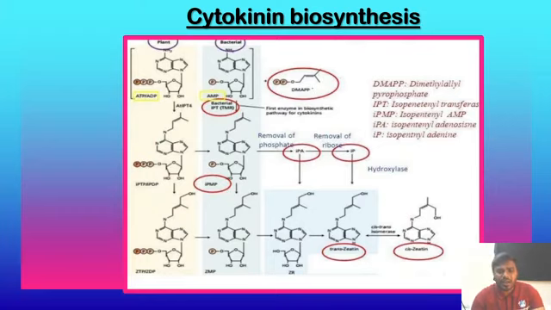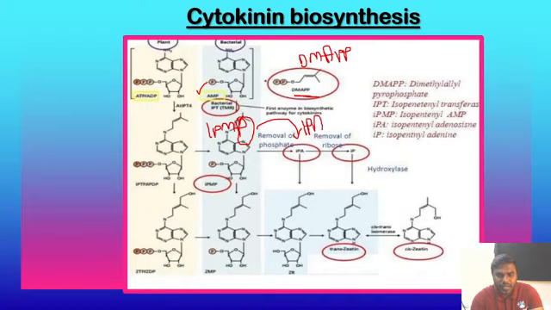Who is the donor? First, who is the precursor? AMP. What is the major starting compound? DMAPP. What did I tell all of you? DMAPP is basically donating the isopentenyl group. Upon donating the isopentenyl group to the AMP, AMP will become IPMP. Now IPMP, upon removing the phosphate group, is converted into IPA, which means isopentenyl adenosine. From this isopentenyl adenosine, upon removing the sugar, it is converted into IP. We can call it isopentenyl adenine.